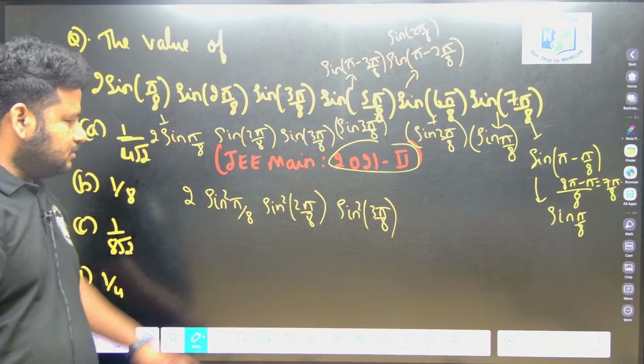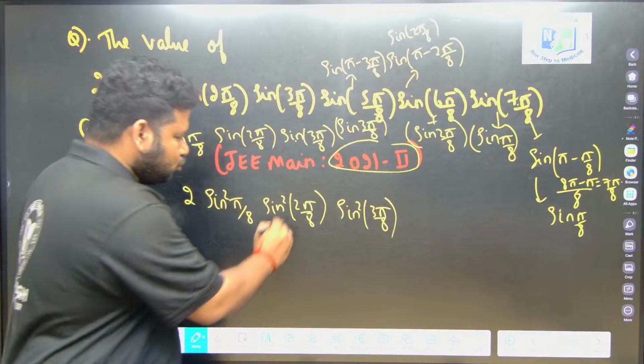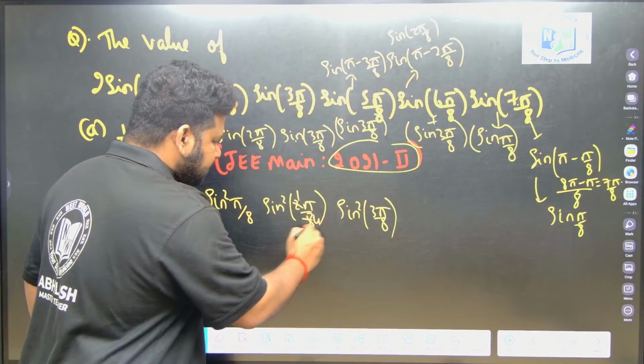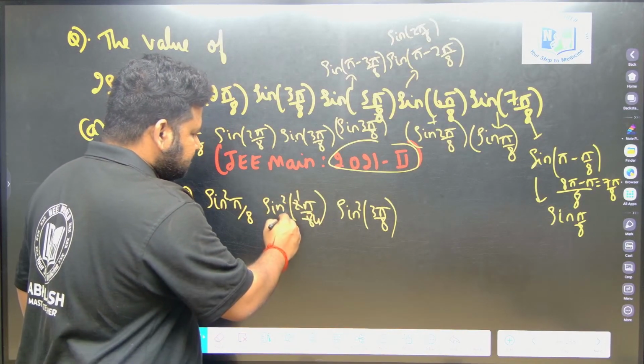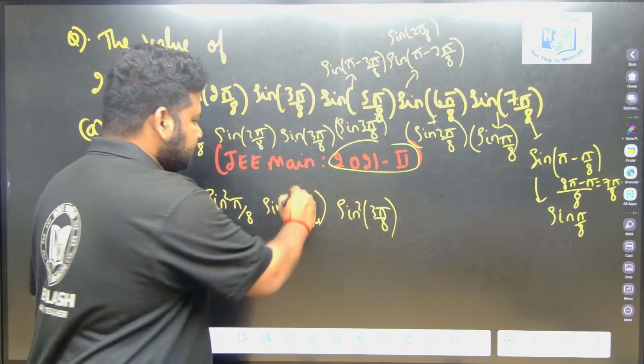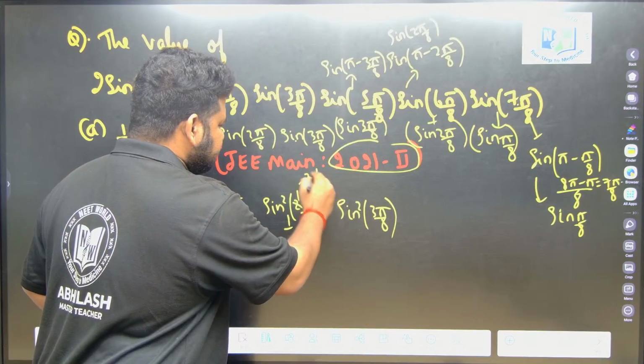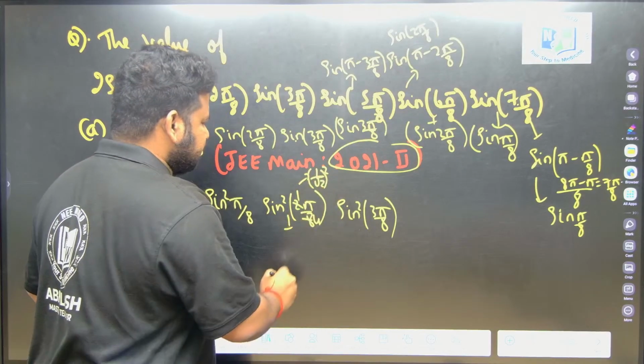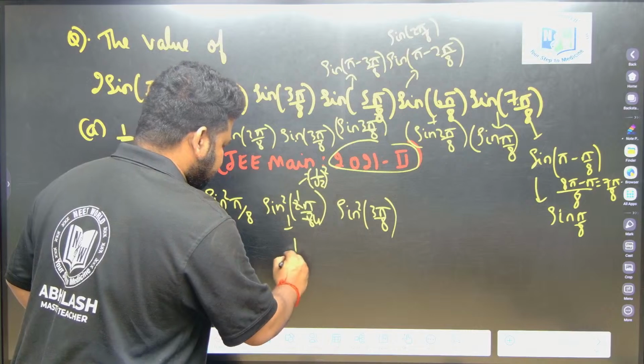Now look at this, 2 pi by 8 I can write as pi by 4, since 2 ones are 2 and 2 fours are 8. So sin square pi by 4. Sin pi by 4 is 1 by root 2, and sin square is there, so 1 by root 2 whole square gives me 1 by 2.